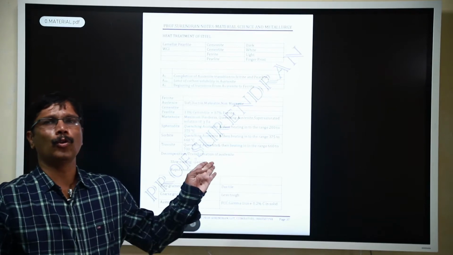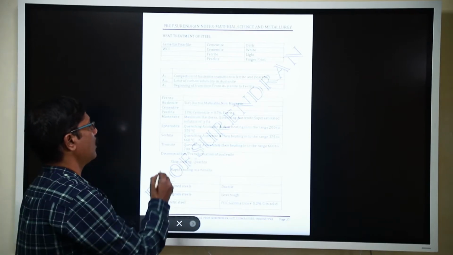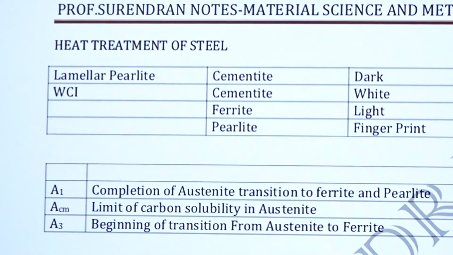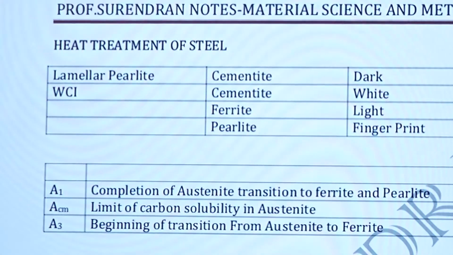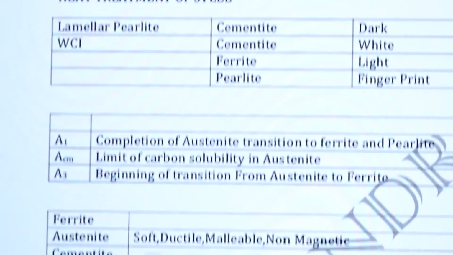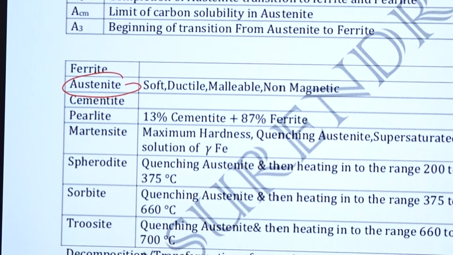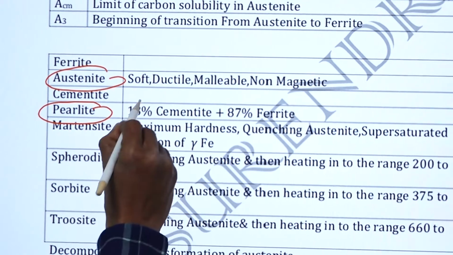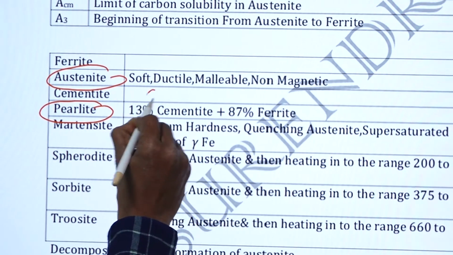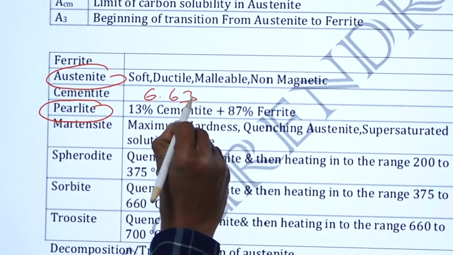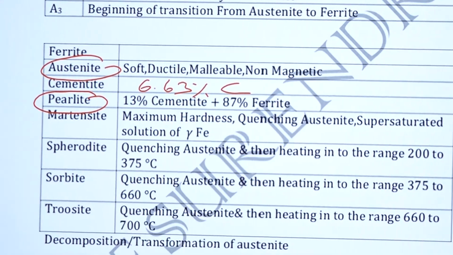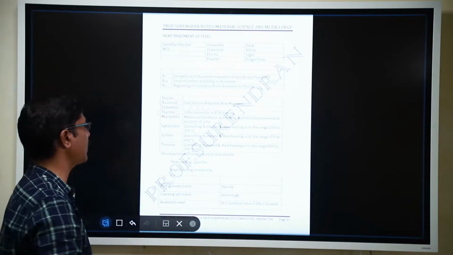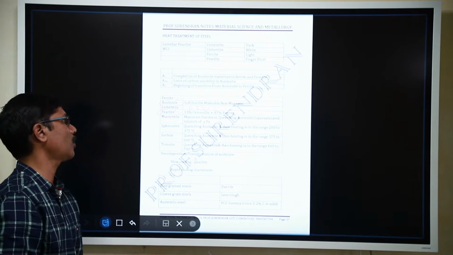Now we are going to know about the different microstructures. Here, austenite. Austenite is soft, ductile, malleable and non-magnetic. Ferrite is soft, ductile, malleable and magnetic. And pearlite. Pearlite is 13% cementite and 87% ferrite, and 6.67% of carbon consists of cementite. Cementite is the hardest phase in the iron carbide diagram.